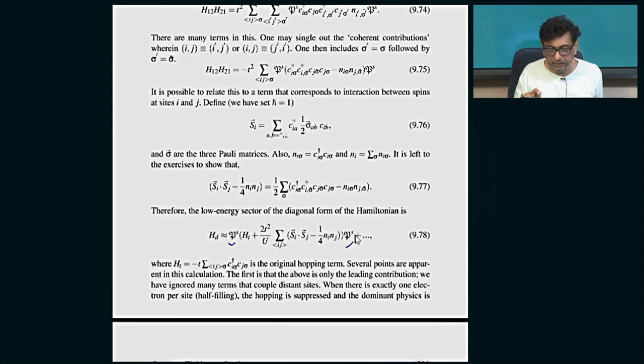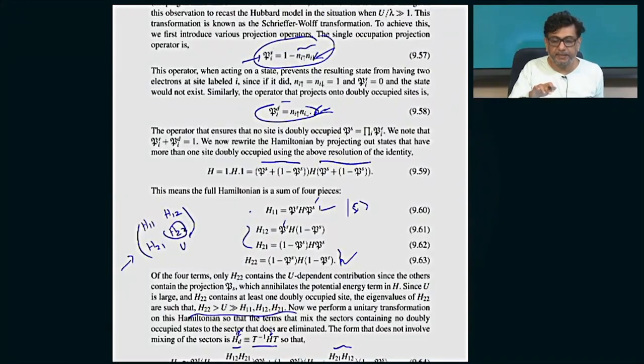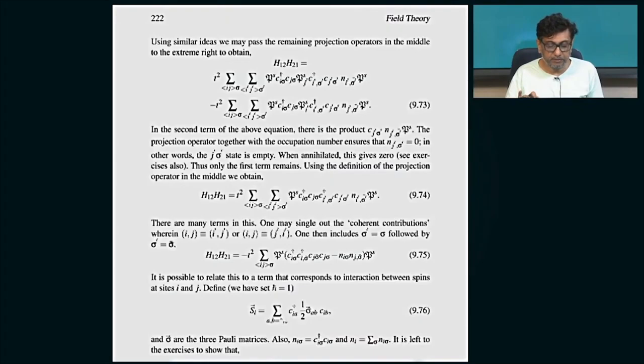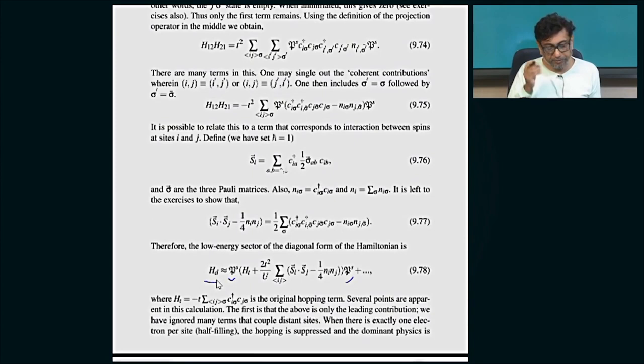So what is beta s again? Beta s basically makes sure that if you have double occupancy, it fully kills it. That means if n_i up times n_i down is 1, that means there are 2 electrons in a site, then beta s is 0. So, it makes sure that all states are singly occupied.